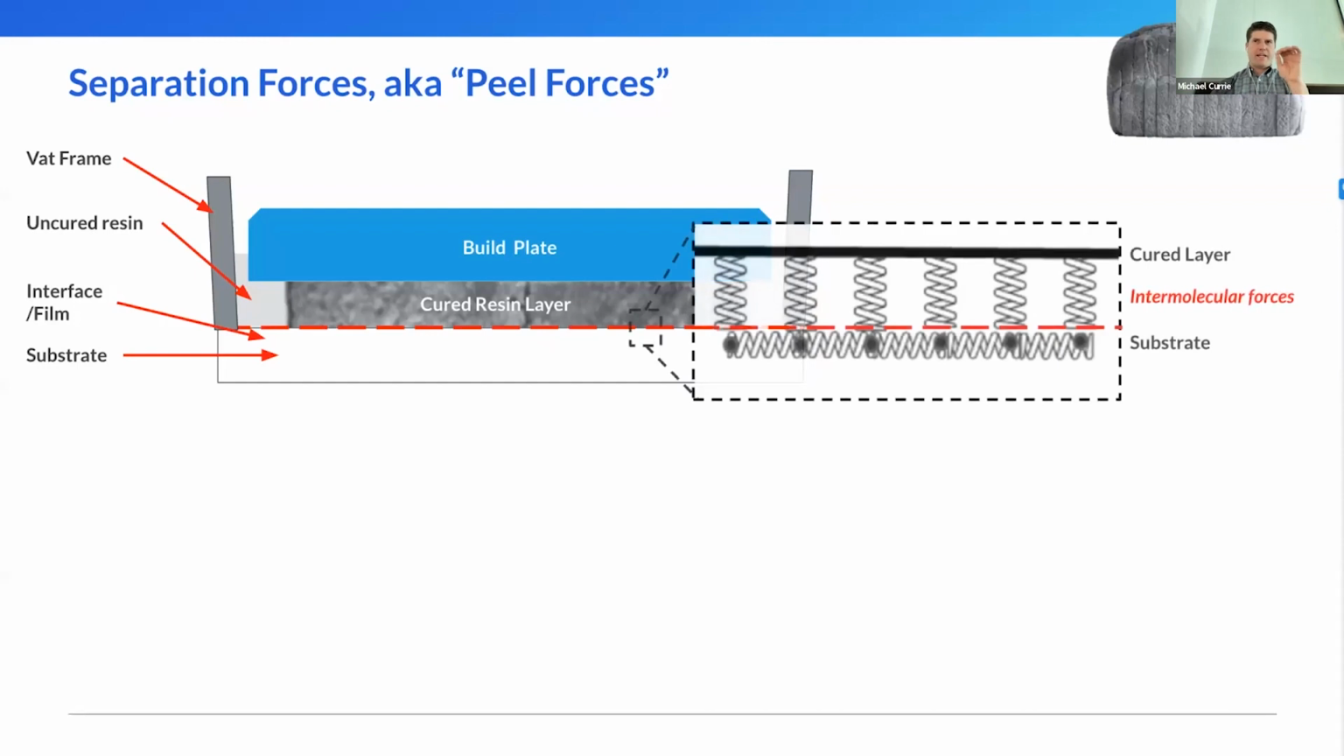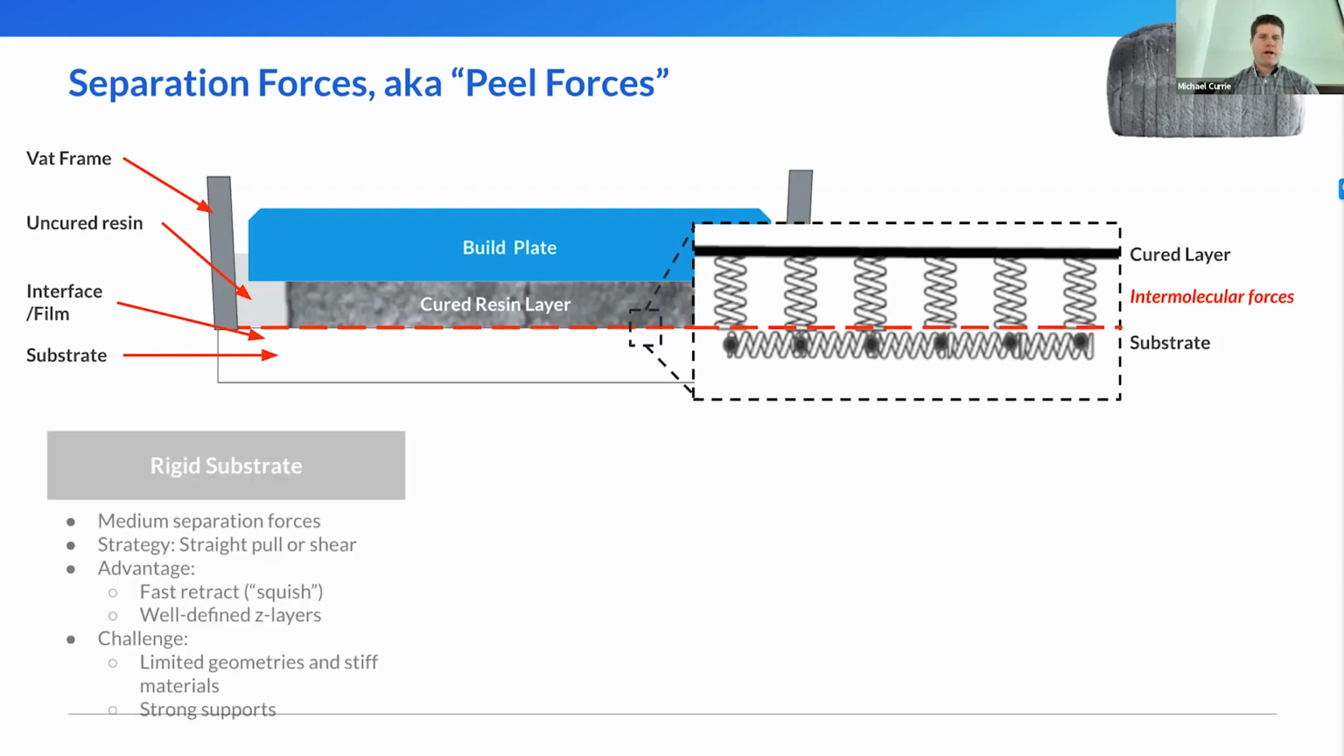And if you look at that interface very closely, what you're really seeing is that you have a cured layer, and then you have a substrate, and in between you have what we call intermolecular forces. This is not a bonding, like a chemical bond or an ionic bond. It's weak interactions between these 2 layers. And so you have to overcome that to move the part. But this has to be a very careful process, because if you exert too much force on it, you could literally rip the part out of its proper position.